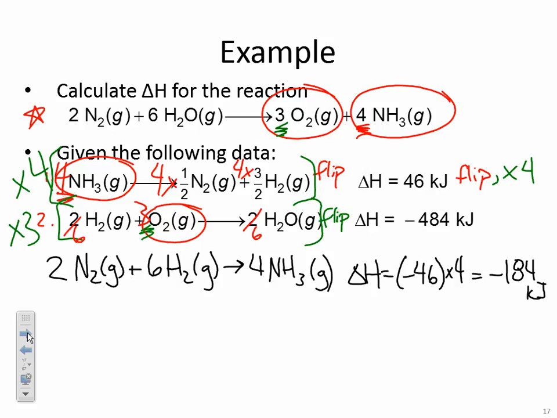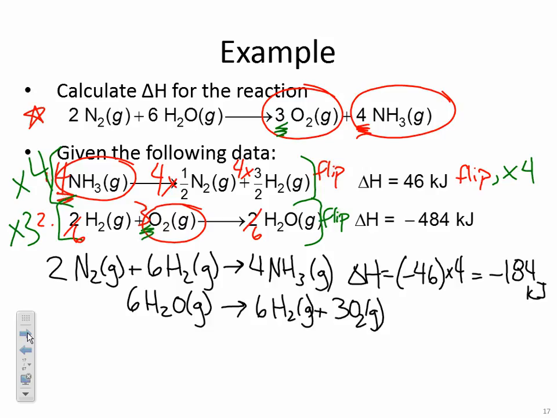So I'm going to wind up with 6 H2O gas yields 6 H2 gas plus 3 O2 gas. And then the delta H, it's going to be positive 484, flip the sign, times 3. And when you do that, you get positive 1,452 kilojoules.